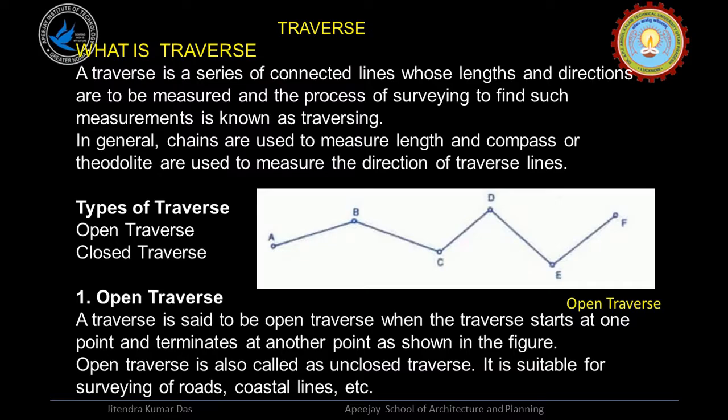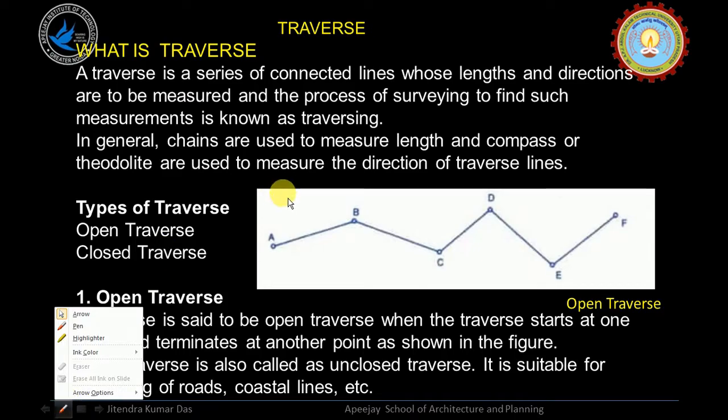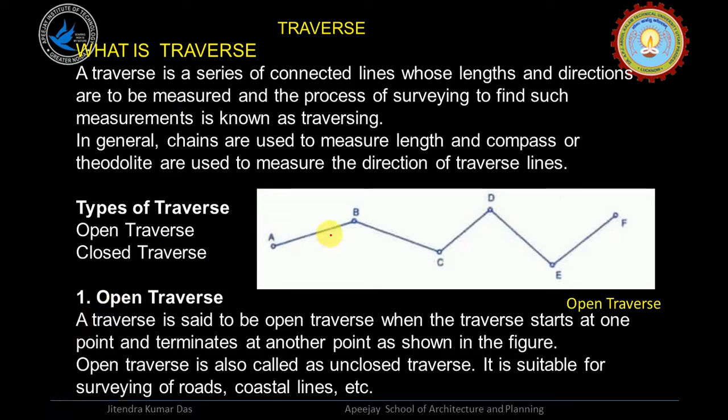So generally, we do two things in traversing. One is length measurement, and second is included angle. Here, traverse line AB and traverse line BC, and we have to see the included angle. So generally, we perform two things during traverse surveying: one is length measurement and second is angle measurement.